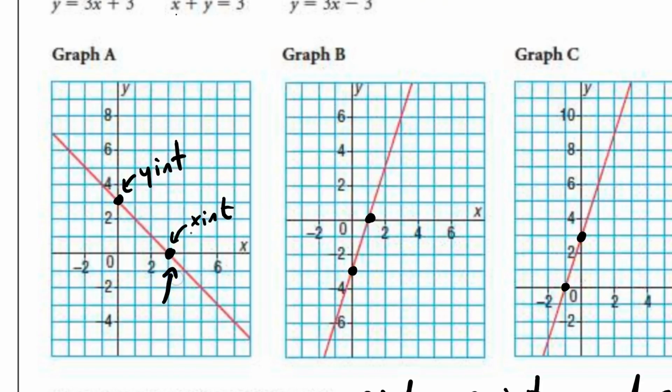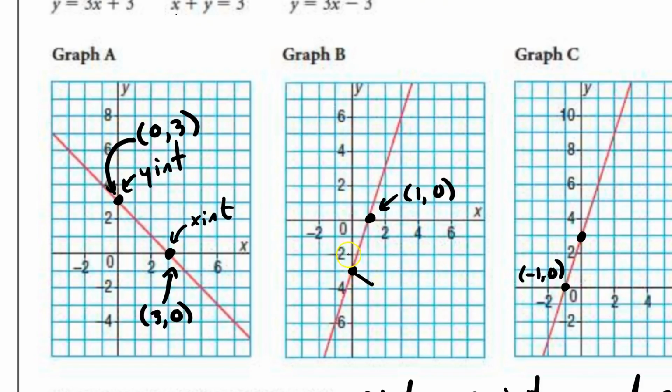The x-intercept here is 3, 0. The x-intercept here is going to be 1, 0. And this x-intercept here is negative 1, 0. So you're noticing that they are all different. However, there's one thing that is the same: the y values are always 0. So if you ever want to find out what your x-intercept is, substitute y equals 0. What about our y-intercept? So this point is at 0, 3.